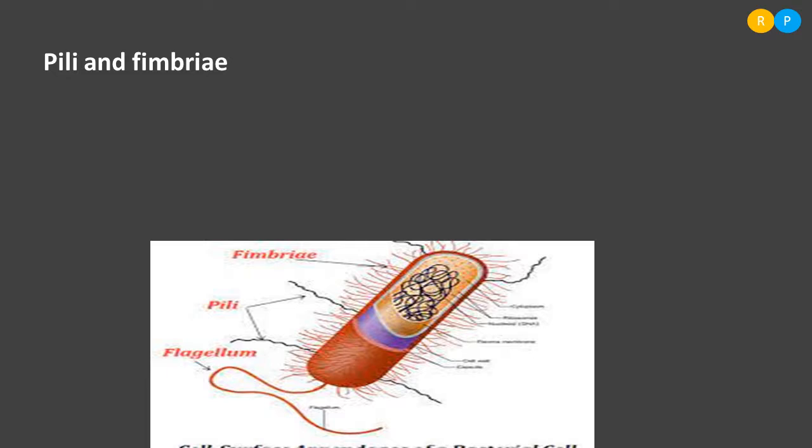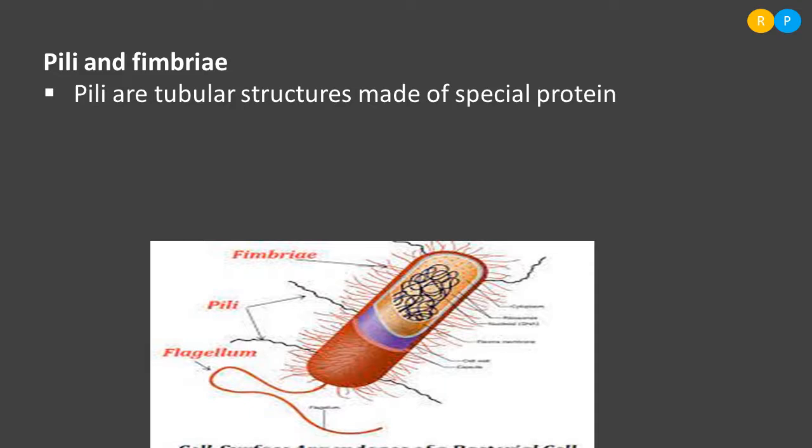There are a few more structures that can be seen on the surface of bacteria: villi and fimbriae. They are surface structures seen in bacteria. So what are these structures? What is the use of these structures to the bacteria? Villi are elongated tubular structures. They are made up of special protein. So proteinaceous structures are nothing but villi.